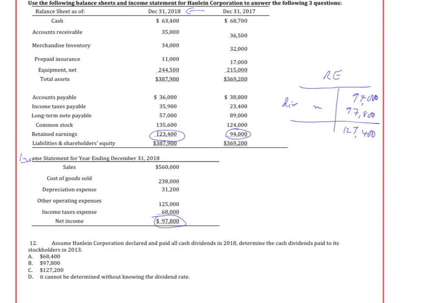So we have X, let's put that here, dividends are X, the X is the 94,000 plus 97,800 less 123,400, and if we do that it comes to 68,400, and so the answer is A.